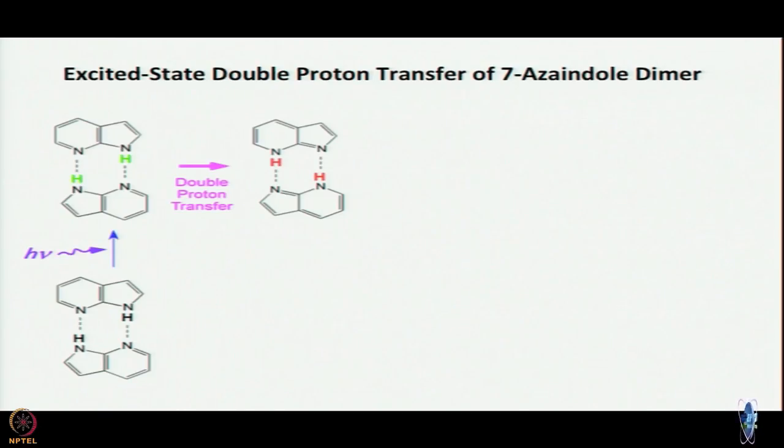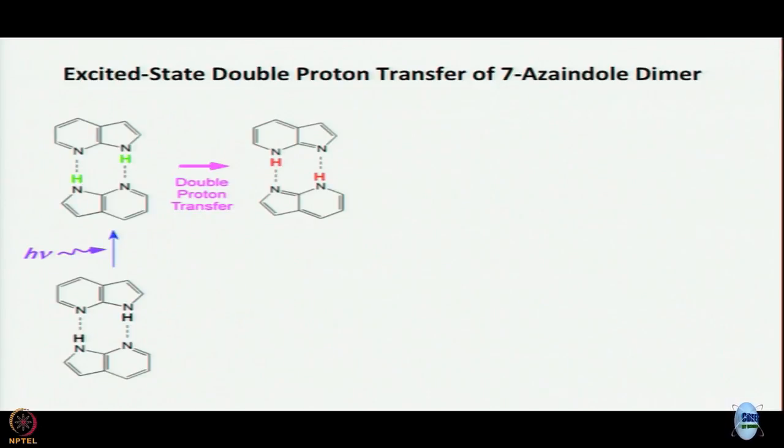So this is something that was known for a long, long time, almost as long as the 3-hydroxyflavone case that we discussed earlier. You have this dimer, you excite it. And when you excite, remember, organic acids become stronger acids in the excited state. This NH is an organic acid. This nitrogen in the 5-membered ring is an organic base. Bases become stronger bases, and therefore, there is a double proton transfer. This was known very well.